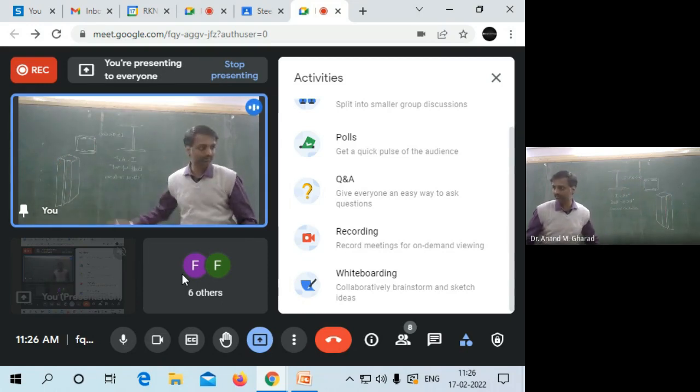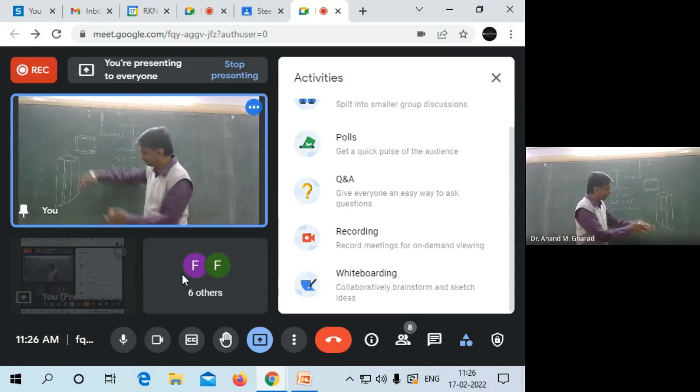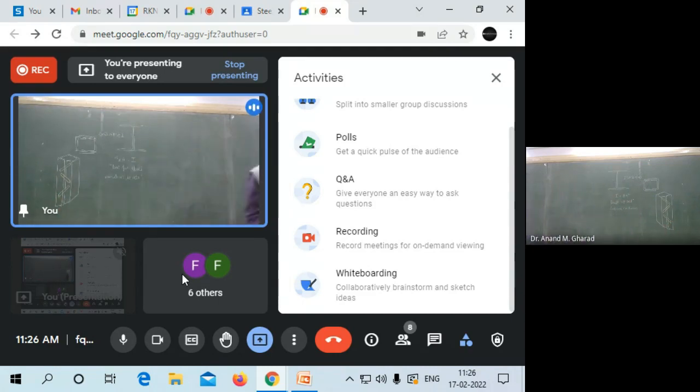ठीक है, are you able to visualize this? ये ऊपर से देख रहा है, three dimensional view कोशिश की है. Now see, you must have observed such type of arrangement. Have you observed such type of arrangement wherein these two channel sections are held together?